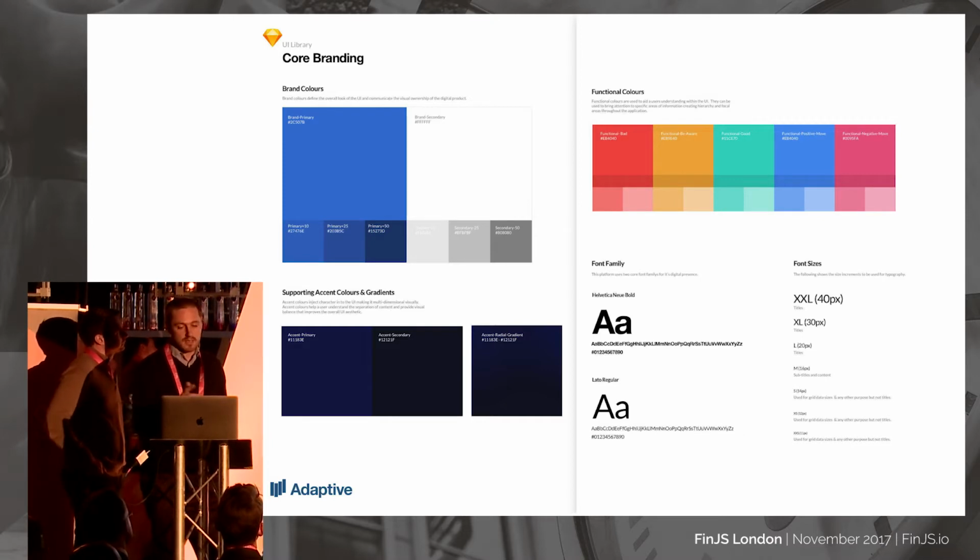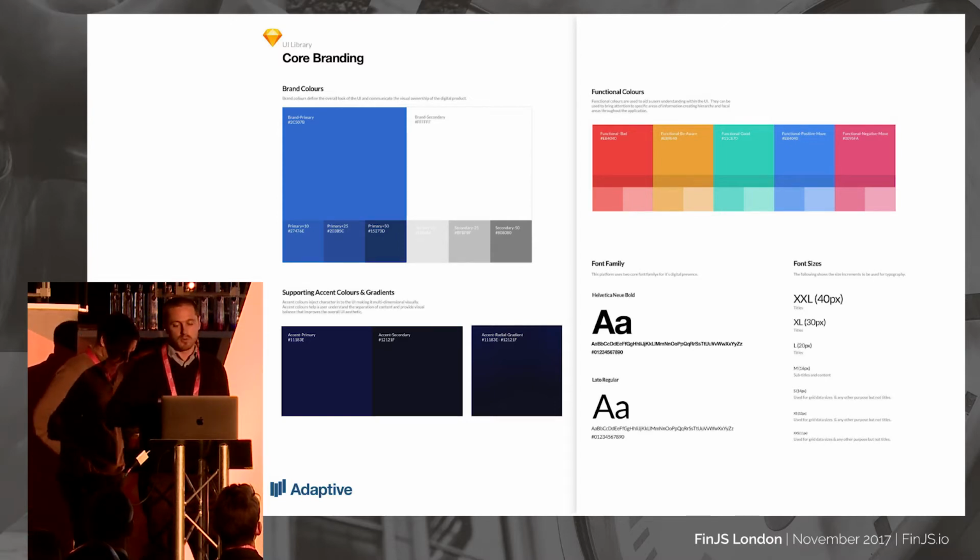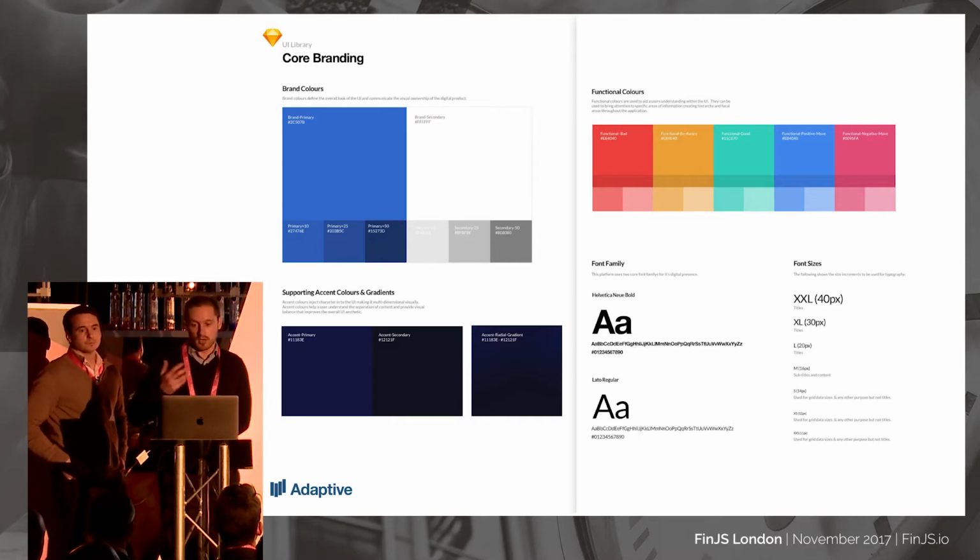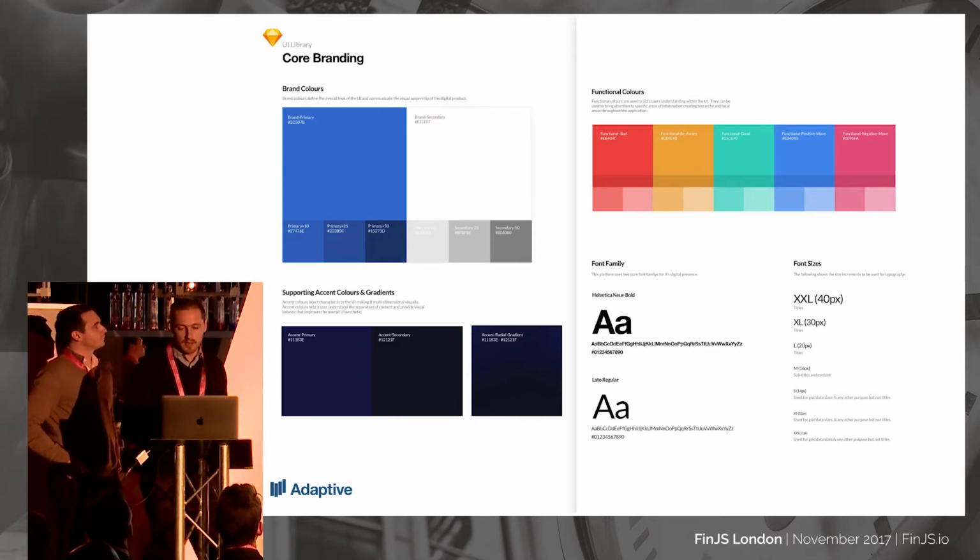So we set our design system up in the same way. These are all named and added to Sketch. We also do the same for fonts, all the fonts we're using and all the font sizes, which means we're always using the right hierarchy of fonts and not having many different sizes.